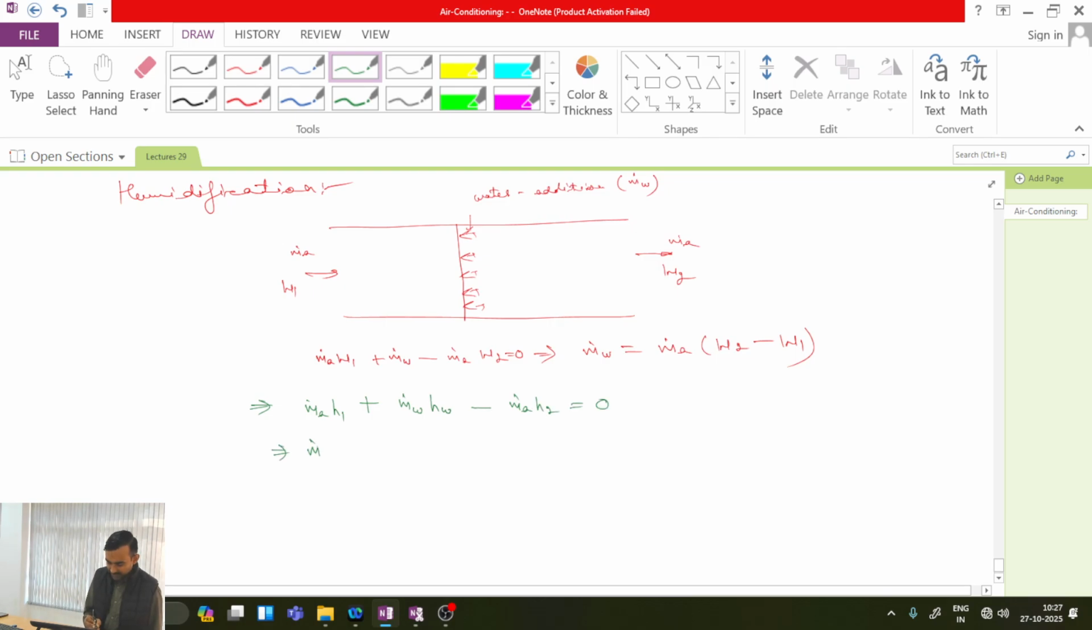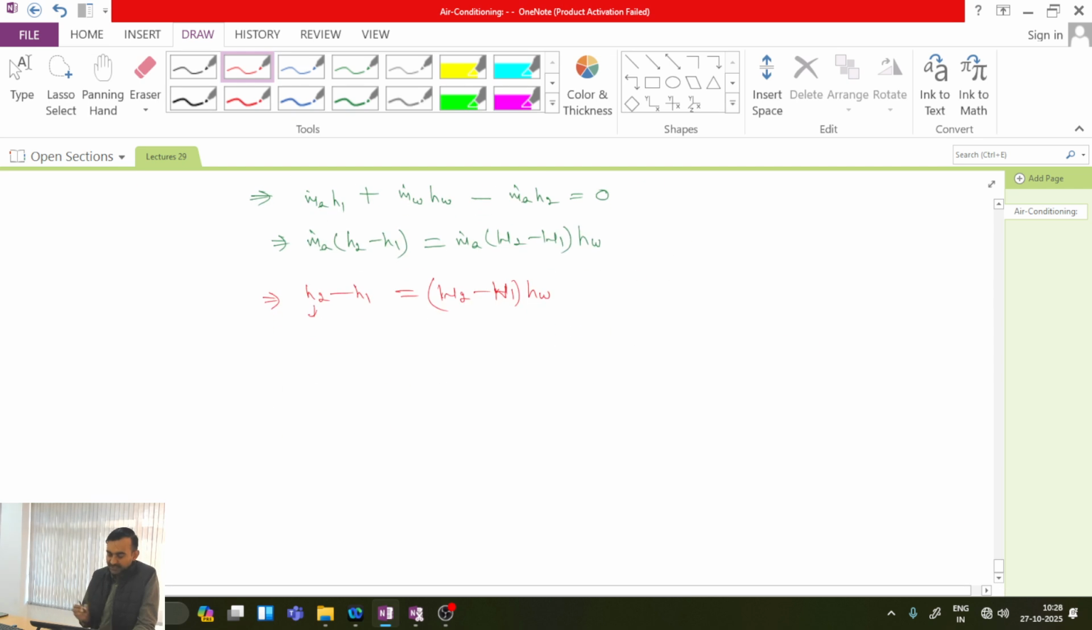From here I will get m dot A into (H2 minus H1) equal to, in place of m dot W, I can write m dot A into (W2 minus W1) into HW. Are all clear with this point? Now m dot A is cancelling out, so simply H2 minus H1 is equal to (W2 minus W1) into HW.